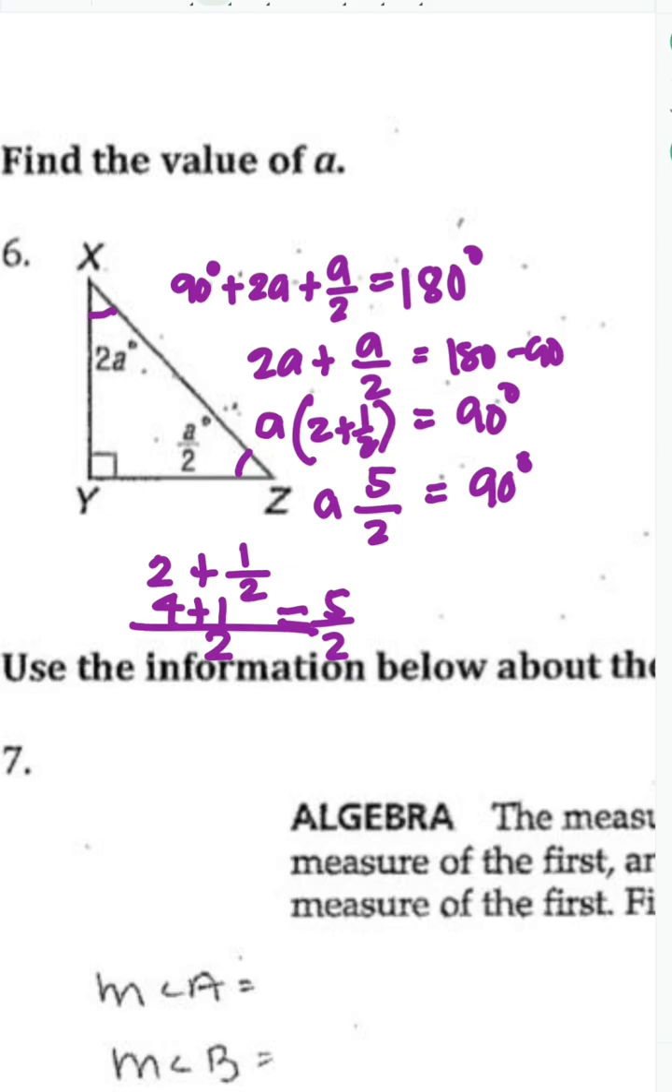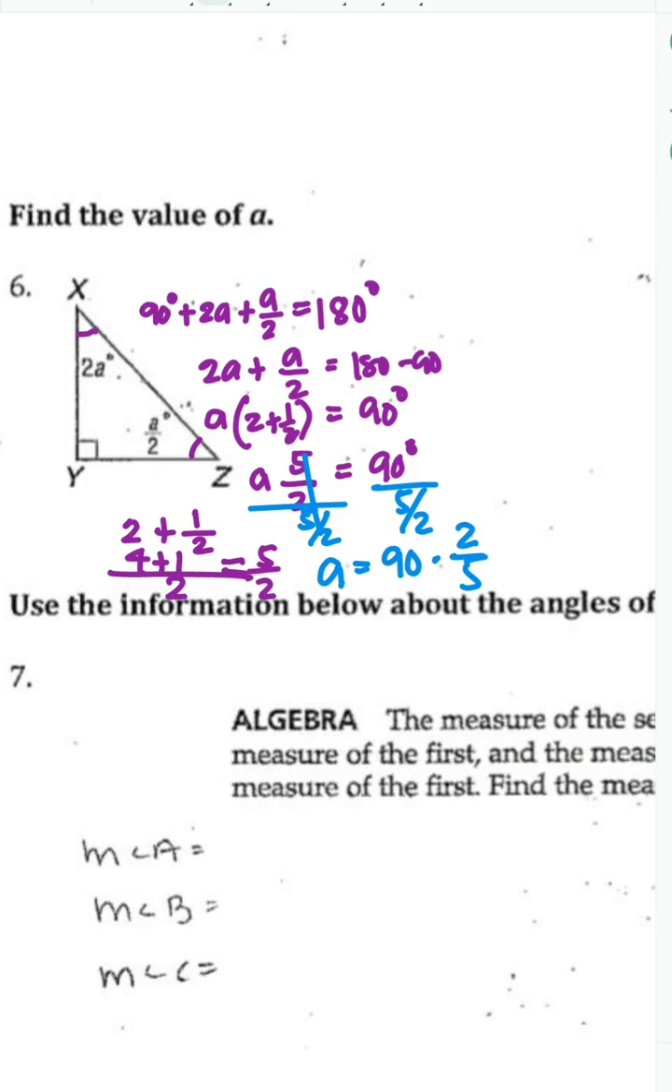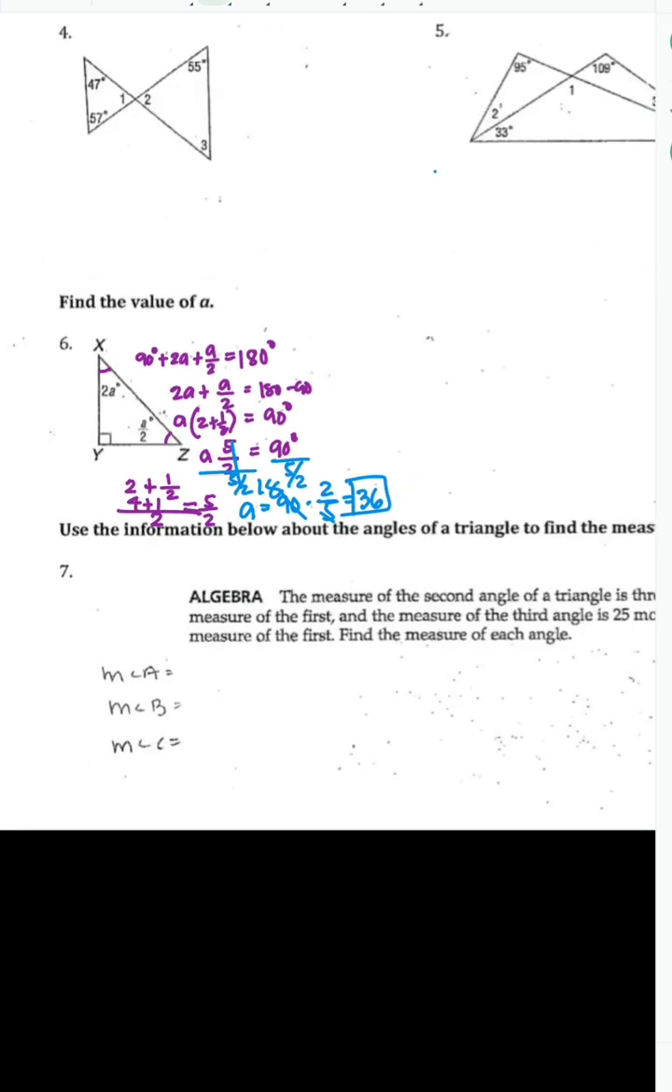If you're allowed to use your calculator, then you can use 2.5 for 5/2. Because me, I don't want to use the calculator. So A here is just 90 times 2/5. So 90 is divisible by 5, right? So this is just 18. Then 18 times 2. I think we missed something. 36. So A is 36. That's the value of A.